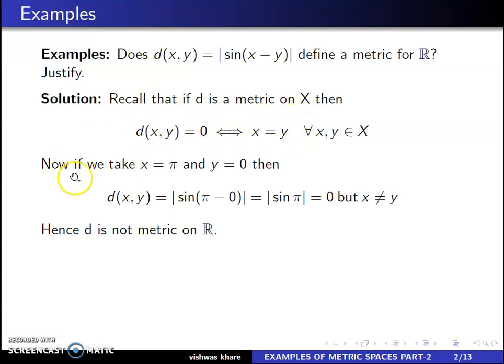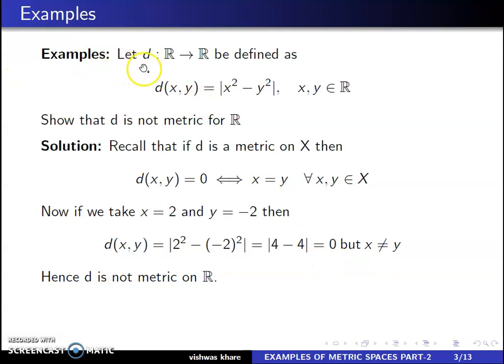Now in this particular case, if we take x is equal to pi and y is equal to 0, then d(x,y) is equal to modulus of sin pi minus 0, that is sin pi, and we know its value is 0, but x is not equal to y. So here we are getting d(x,y) is equal to 0, but x is not equal to y. So this property is violated. Hence, d is not a metric on R.